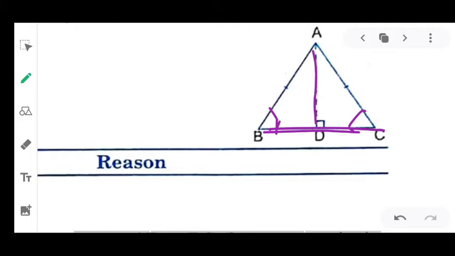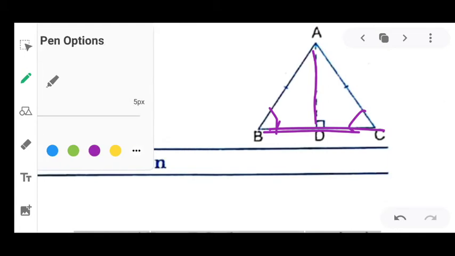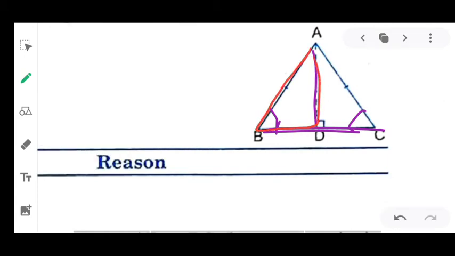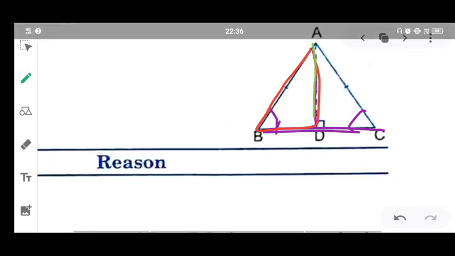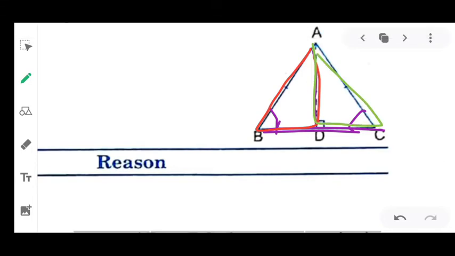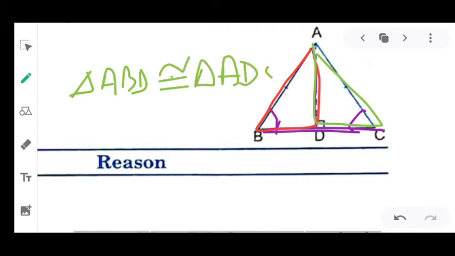If you see, there are two triangles. One is ABD and another is ADC. Clear? If you prove that triangle ABD is congruent to triangle ADC, then you can see the angle B equals the corresponding angle C. Clear?